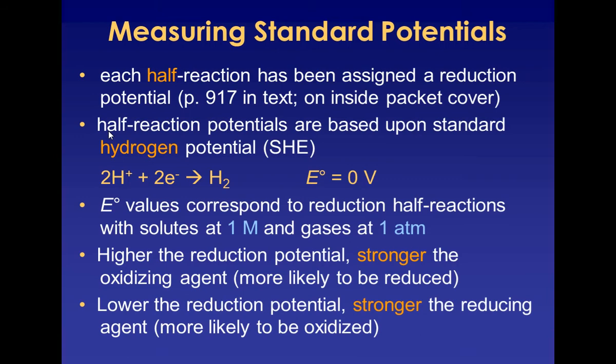If you have a larger, more positive voltage as a reduction half reaction, you would be a more effective oxidizing agent because you are more willing to gain electrons. If you have a smaller, more negative reduction potential, you are more likely to be a reducing agent, and a pretty strong reducing agent at that. You are more likely to lose your electrons and undergo oxidation.